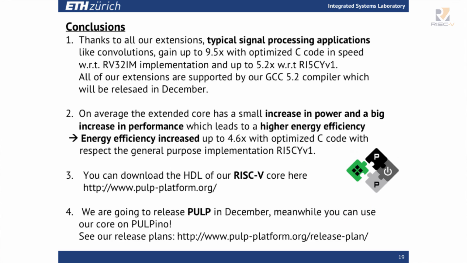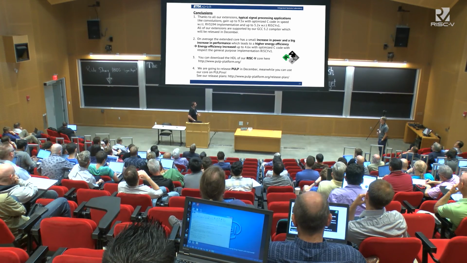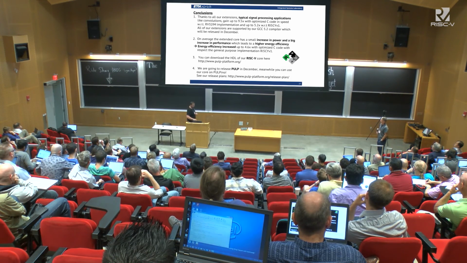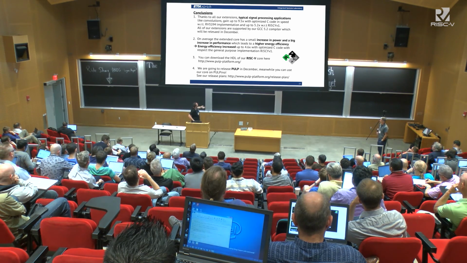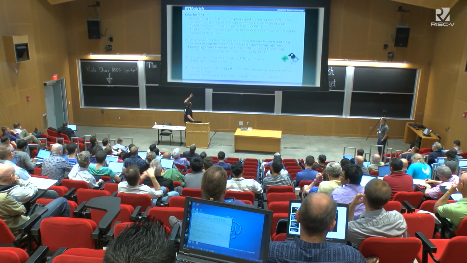So to conclude, we target typical signal processing algorithms, and we have a speedup of 9.5 with respect to the original ISA and 5.2 with respect to our previous Riscy V1. All of our extensions are supported by our compiler, which is going to be released in December too. We have an increase in power, but it's smaller than the increase in performance, so we can say Riscy V2 has a higher energy efficiency.